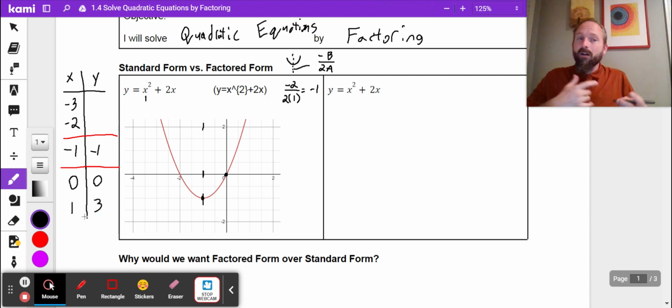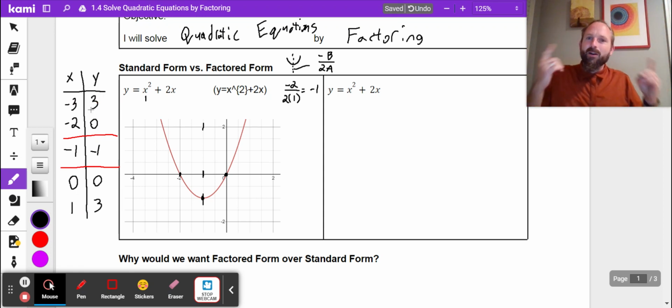Now, recall, as long as I match up the x values the distance apart, then the y values will be the same. So if I have 1 above, that's going to be the same as 1 below. So it should be 0. Let's see. Yep, 0 right there. And then if I go 2 below, that's the same thing as 2 above. So that's right here.